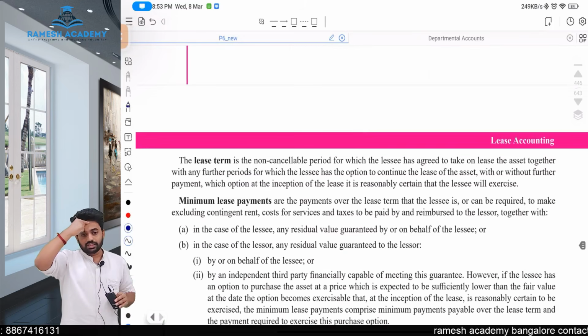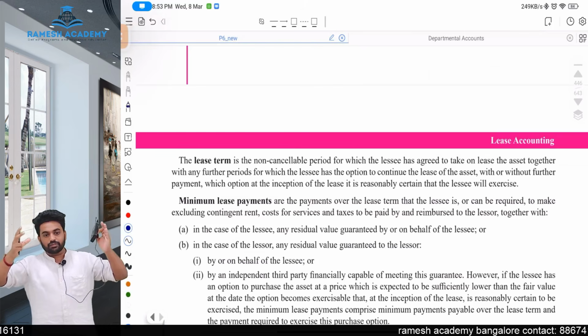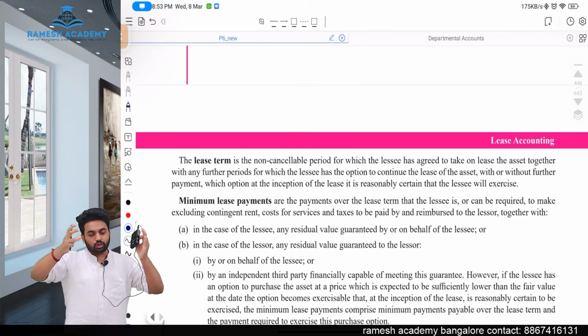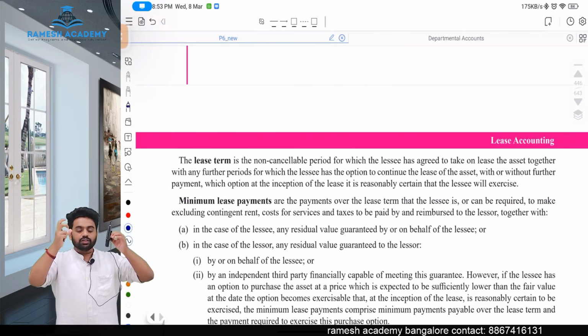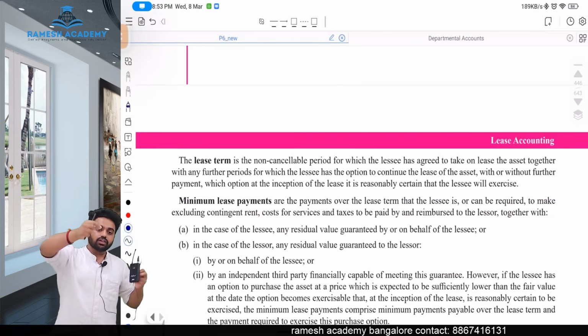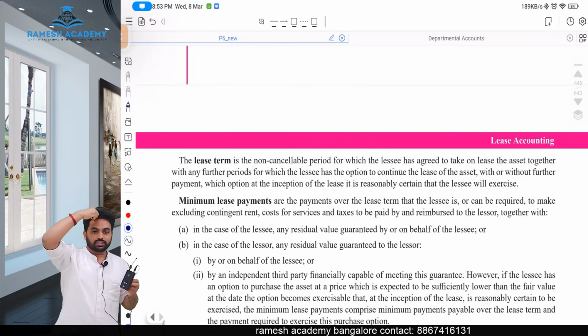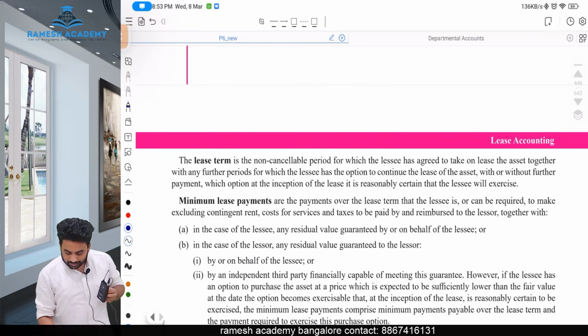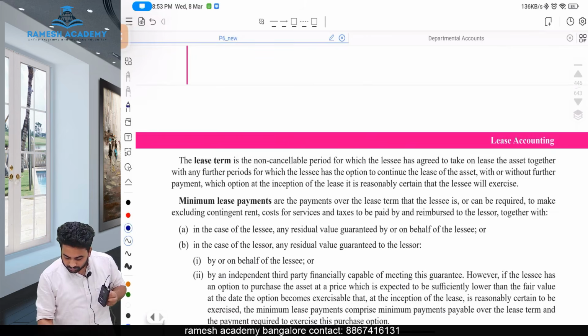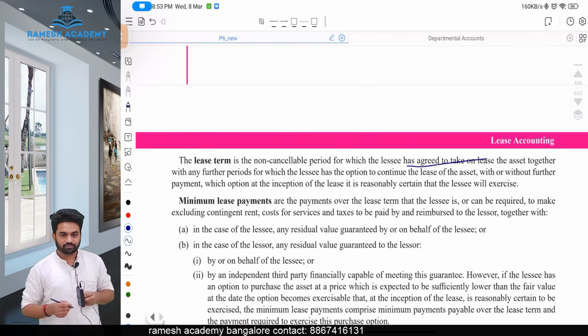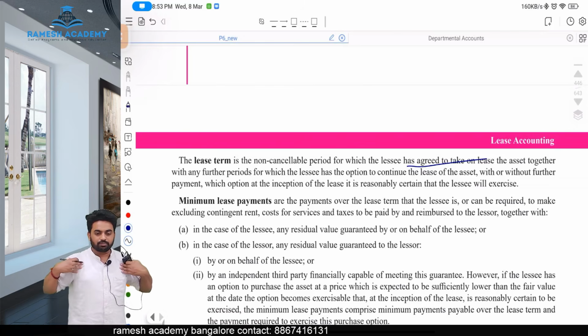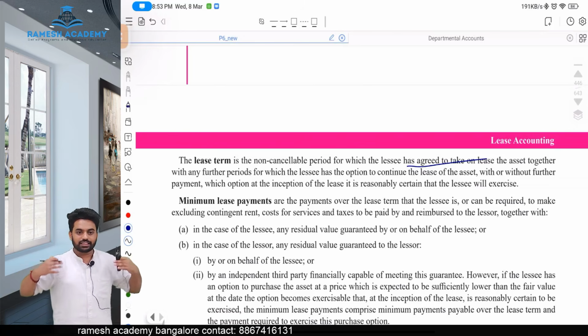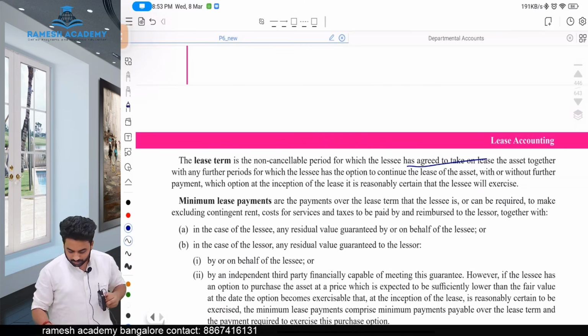What is lease term? Lease term is the time allowed by your lessor in which a lessee can use the asset. See, it is the non-cancelable period for which the lessee has agreed to take on the lease. For example, if I have taken a building on lease for 10 years, those 10 years are the lease term.